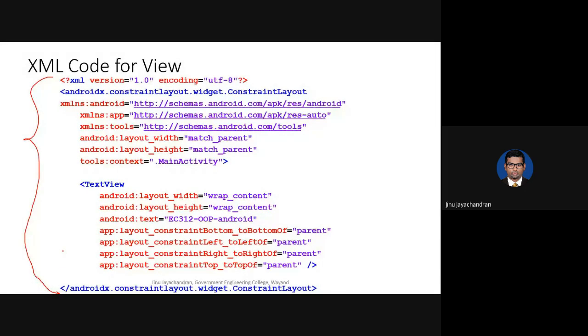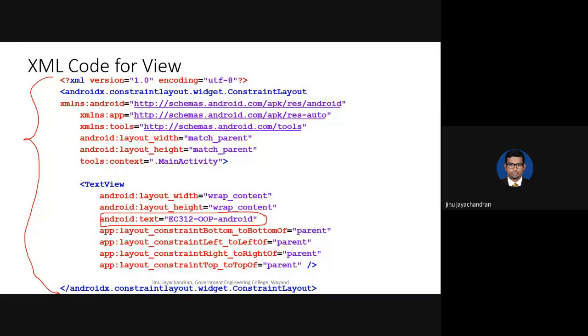You are actually creating a corresponding button or a view in the Android app. So you need to write XML code for each of these views in the Android app. For example, you see this part, Android text. This is actually a text view in which I have written EC32-OOP-Android.